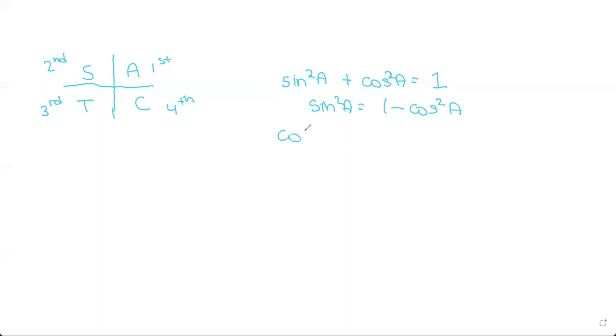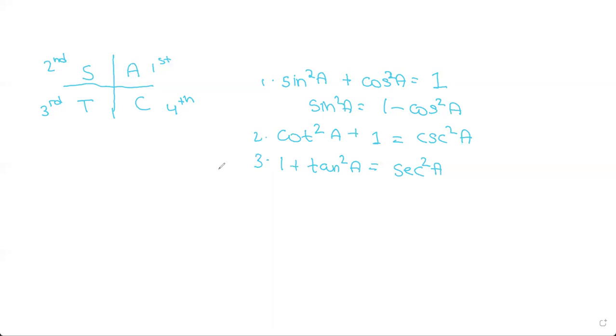Now cot square A plus 1 equals cosec square A. Cot square A plus 1 is cosec square A, and 1 plus tan square A is equal to sec square A. So this is the last formula. So these three are the formulas you must know for proofs.